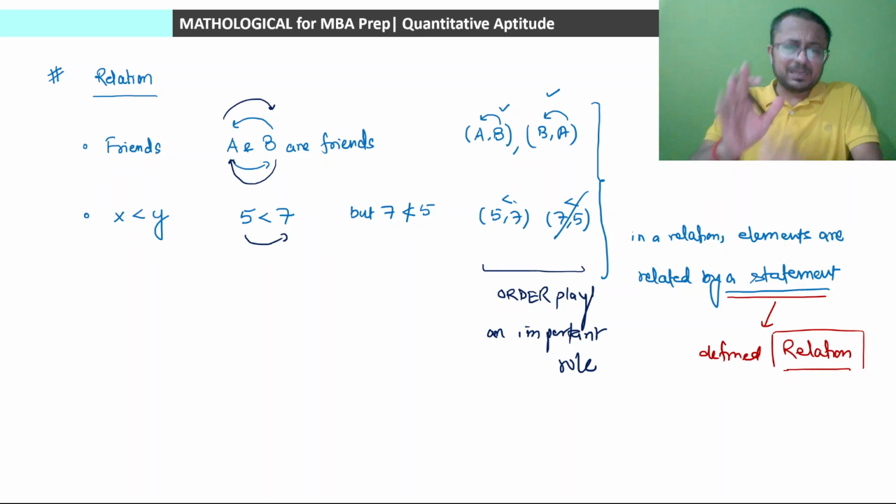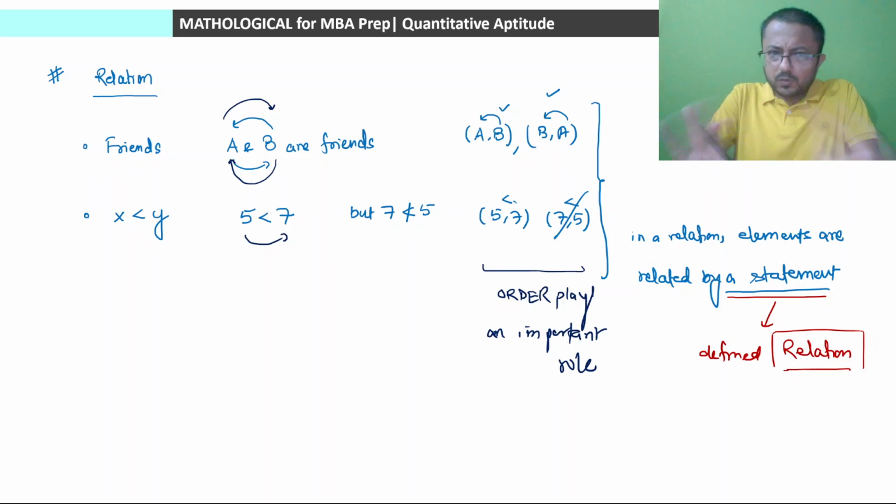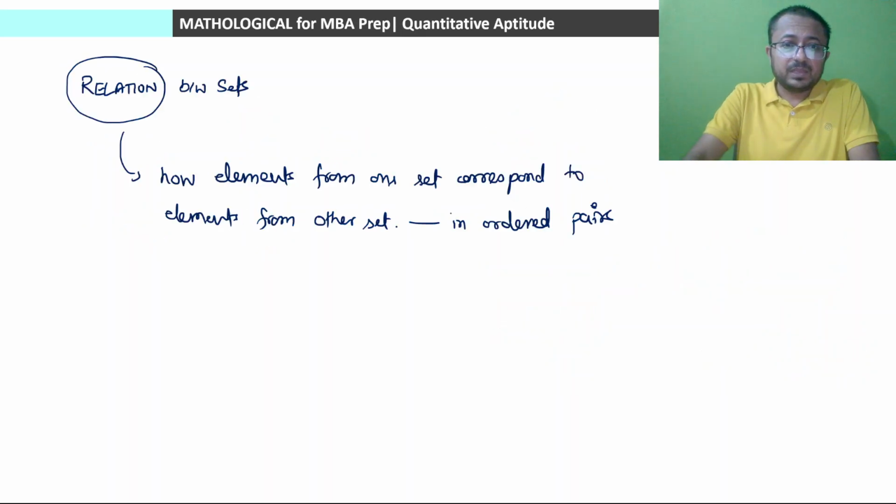क्या ये बात अप्रिशिएट कर पा रहे हो, समझ पा रहे हो? ठीक है, मैंने कोशिश किया है तुमको नॉन फॉर्मली बेसिकली चीजों को फंडामेंटली समझाने कि why ordered pairs are important in case of a relation. Is that clear?